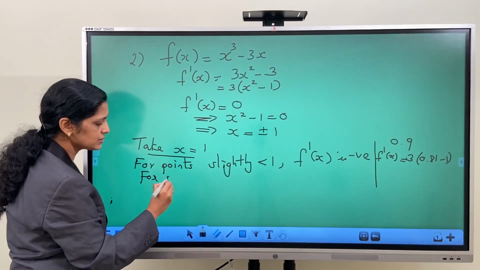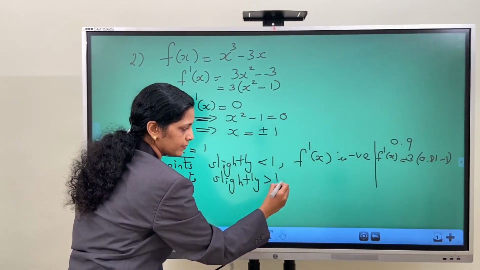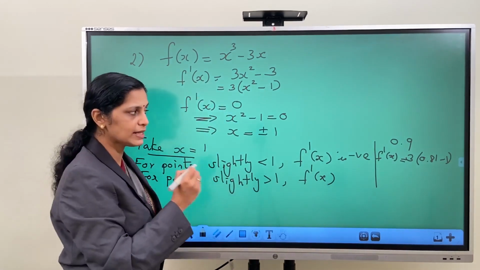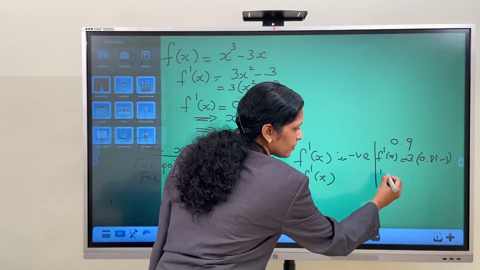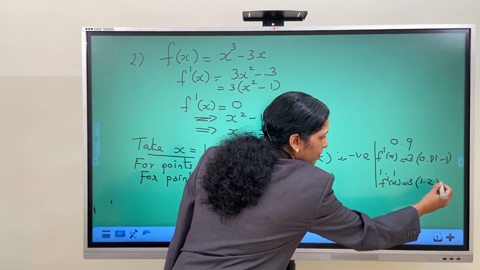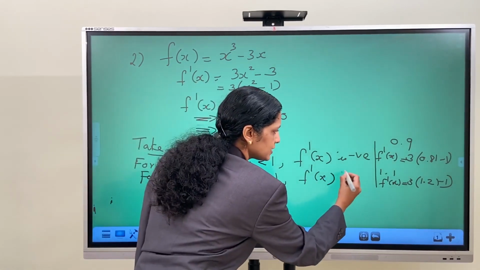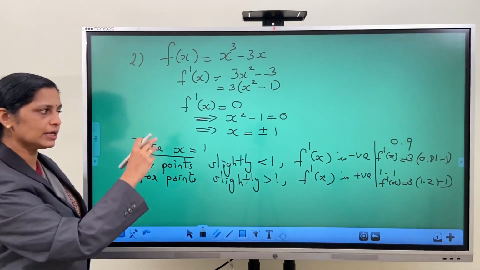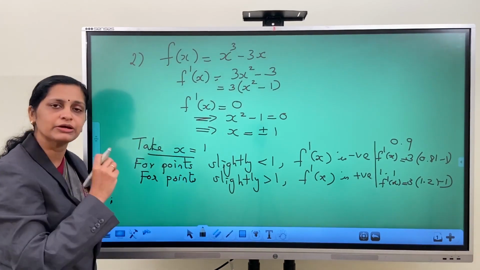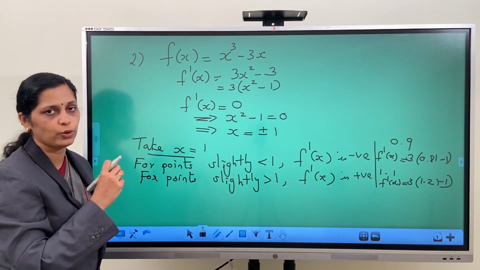Next, points slightly greater than 1. Here I am going to take the point x is equal to 1.1. When x is equal to 1.1, f dash x will become 3 into 1.21 minus 1. And we know that it is a positive quantity. That is, f dash x is positive. Now look, here the value of f dash x is changing from negative to positive. Therefore, by first derivative test, x is equal to 1 is a point of local minimum.